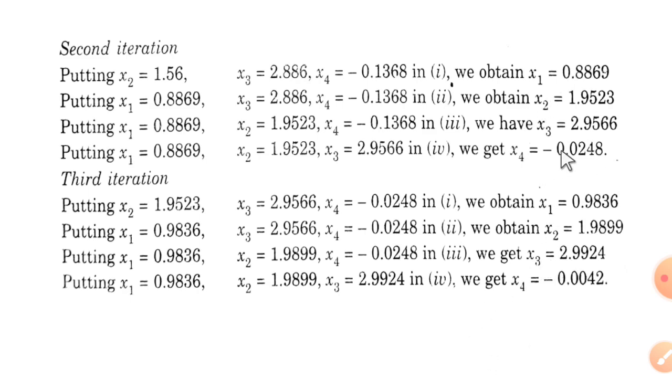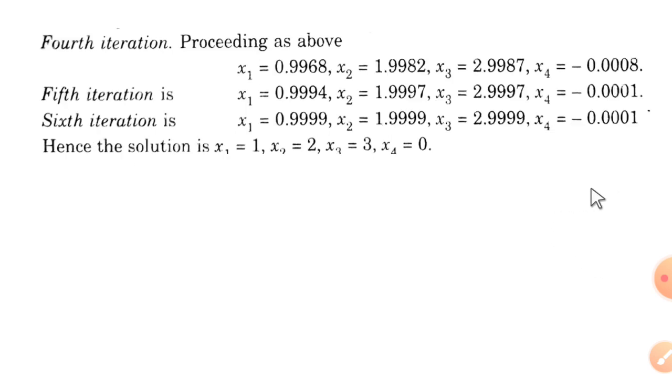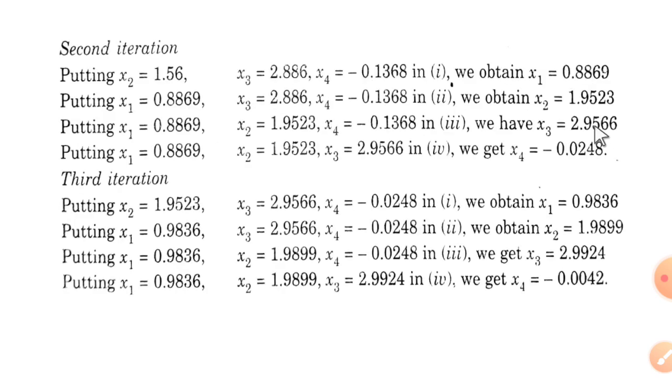Now compare this set of values and the previous set of values. You can see there is a change in the values, isn't it? So we adopt the next step of iteration. On doing the fourth iteration, you get x1 as 0.9968, x2 as 1.9982, x3 as 2.9987 and x4 as minus 0.0008. Again compare these values with the preceding values.